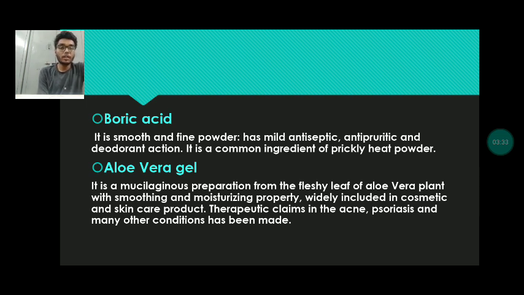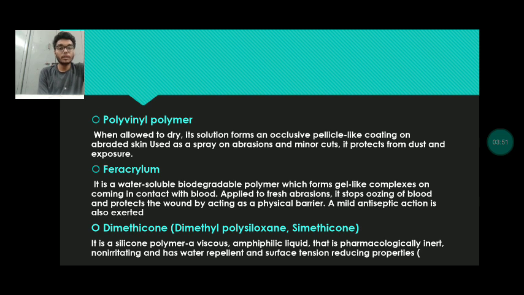Aloe vera gel is a mucilaginous preparation from the fleshy leaf of the aloe vera plant with a soothing and moisturizing property, widely included in cosmetic and skin care products. Therapeutic claims in acne, cirrhosis and many other conditions have been made. Polyvinyl polymer, when its solution is allowed to dry, forms an occlusive pellicle-like coating on abraded skin. It is used as a spray on abrasions and minor cuts. It protects from dust and exposure.